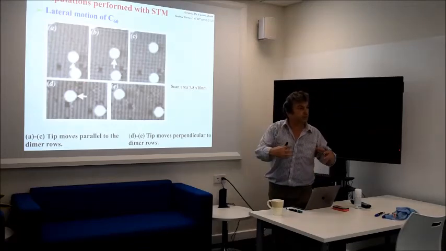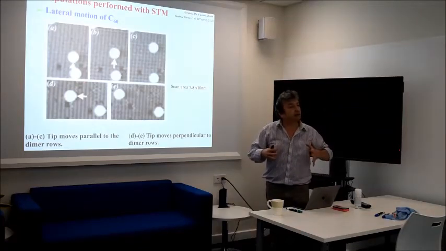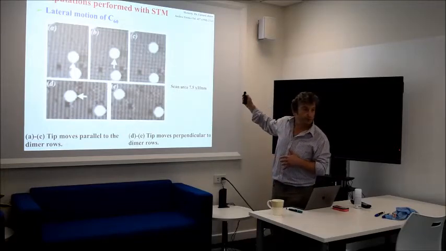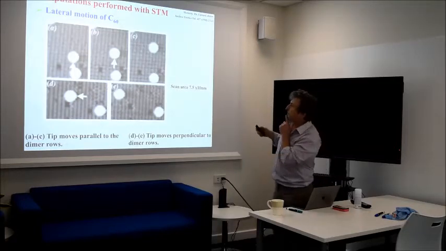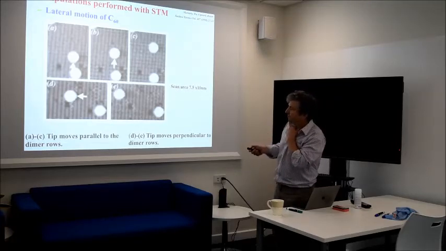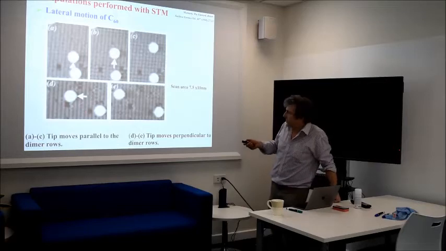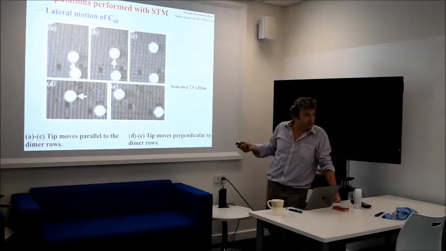So you really move the buckyball along the rails, because, as I said, dimers run in that direction from the bottom to the top. You can also move buckyballs in the opposite, perpendicular direction, across rows, but that results in some distortion of the surface, which you can clearly see here.